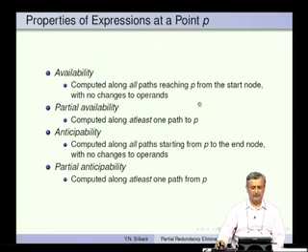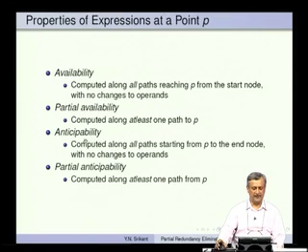Now we were looking at properties of expressions at a point. Availability is a well known property, and we have already learnt about it. It says computed along all paths reaching P from the start node with no changes to operands. Partial availability says computed along at least one path. That is the difference: not all paths, only at least one path.